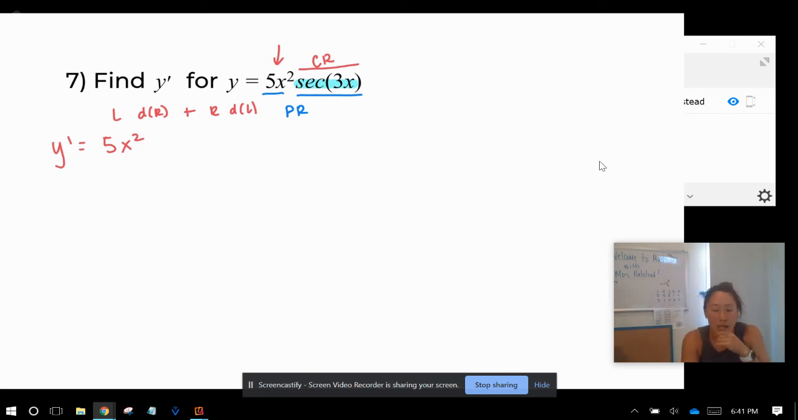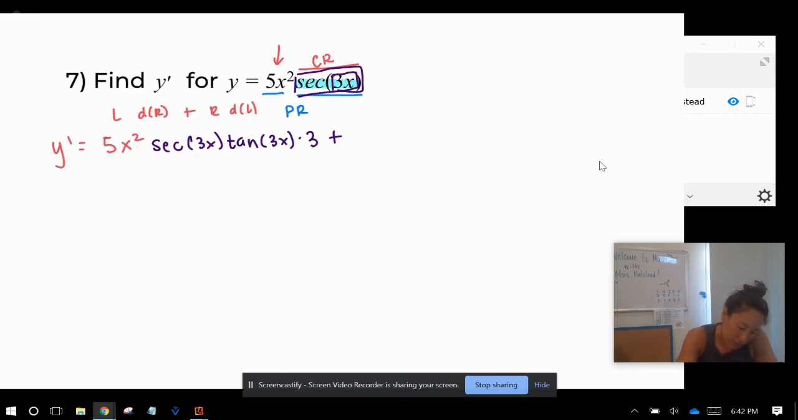So chain rule, the outside function is secant of u. The inside function is 3x. So the derivative of secant is secant tangent. So secant of 3x times the tangent of 3x, and then tack on the derivative of the inside, which is 3. Plus, we're going to have to do the right, which is secant of 3x times d left, 10x.